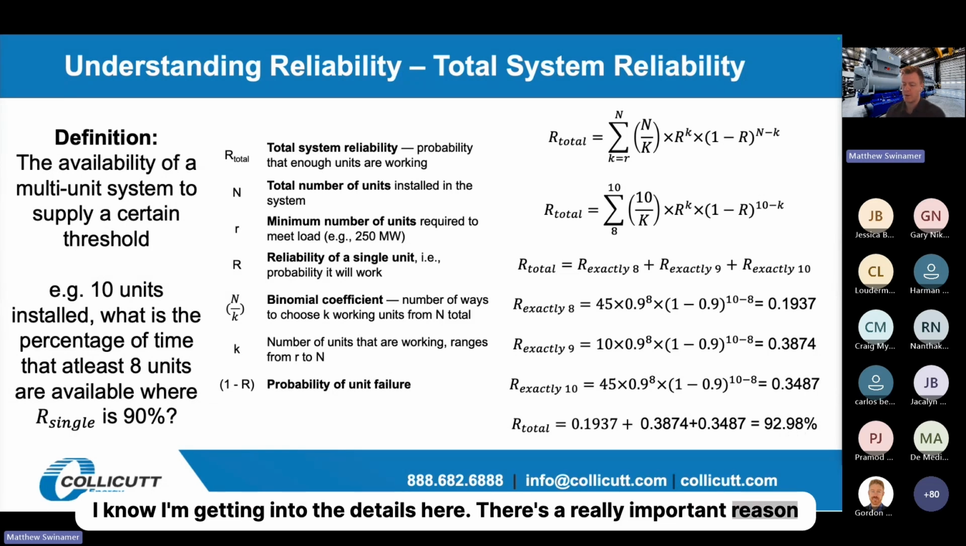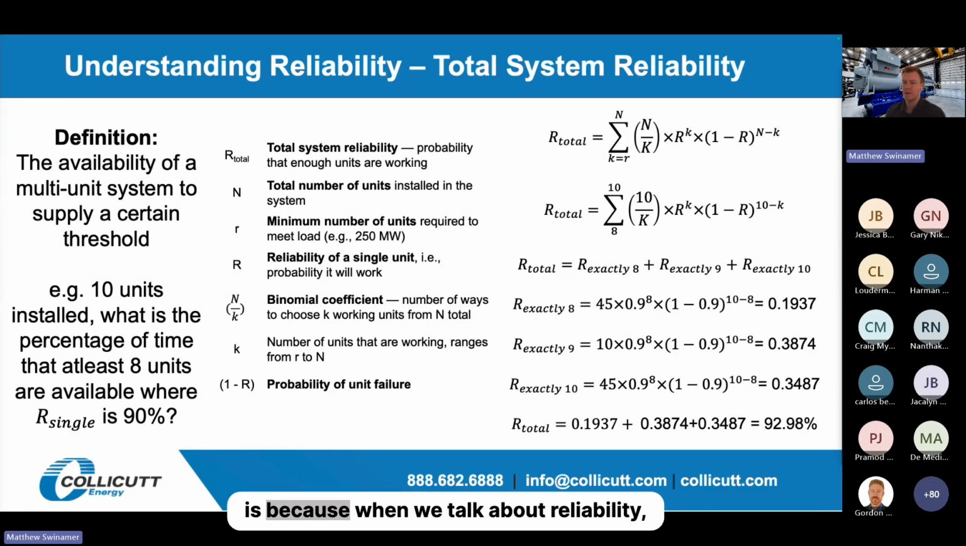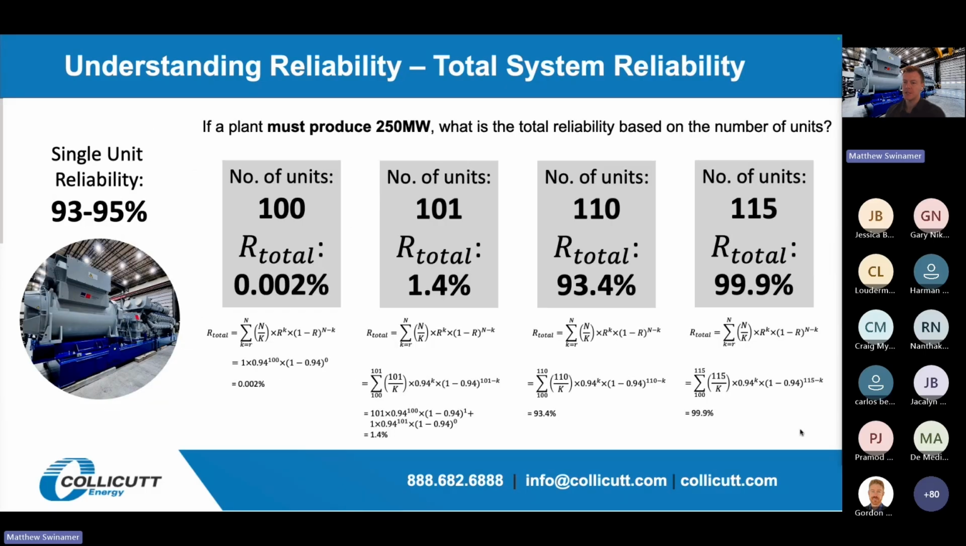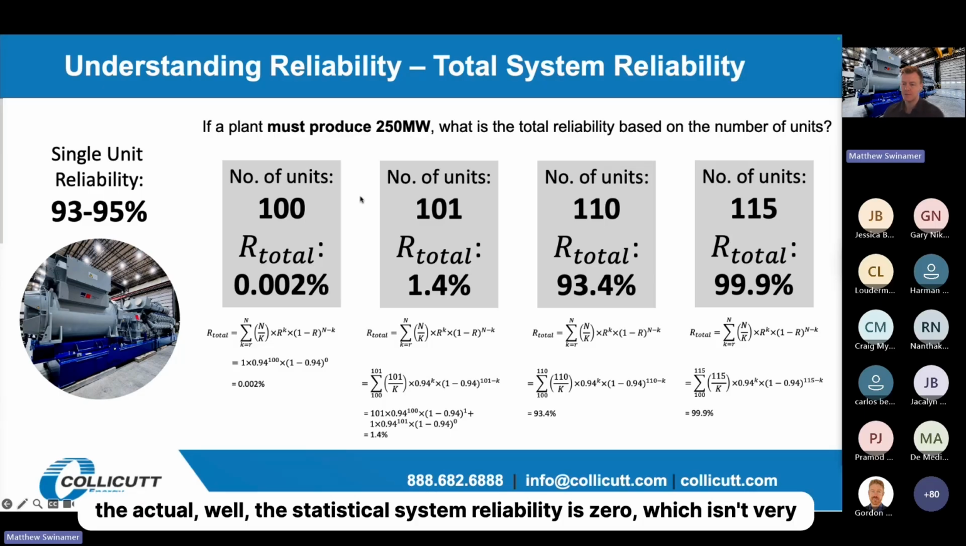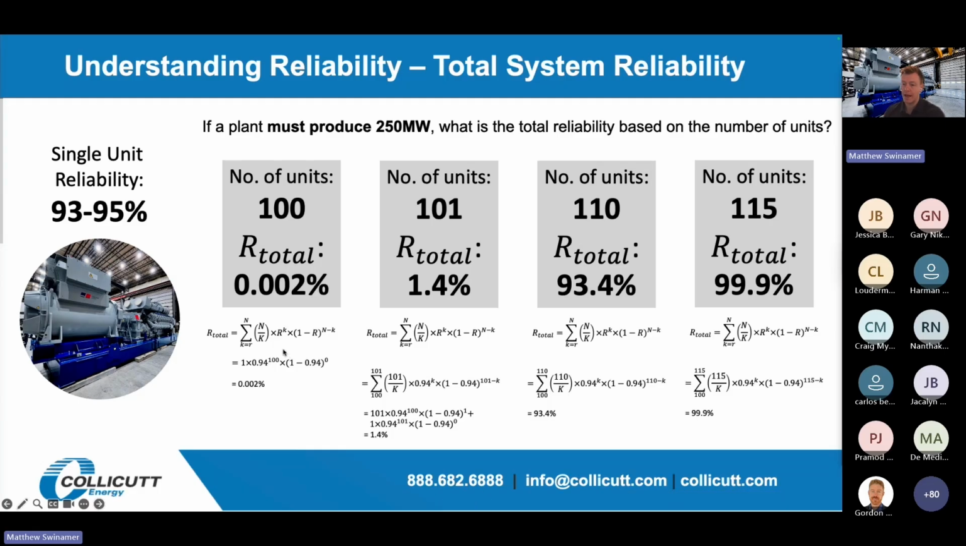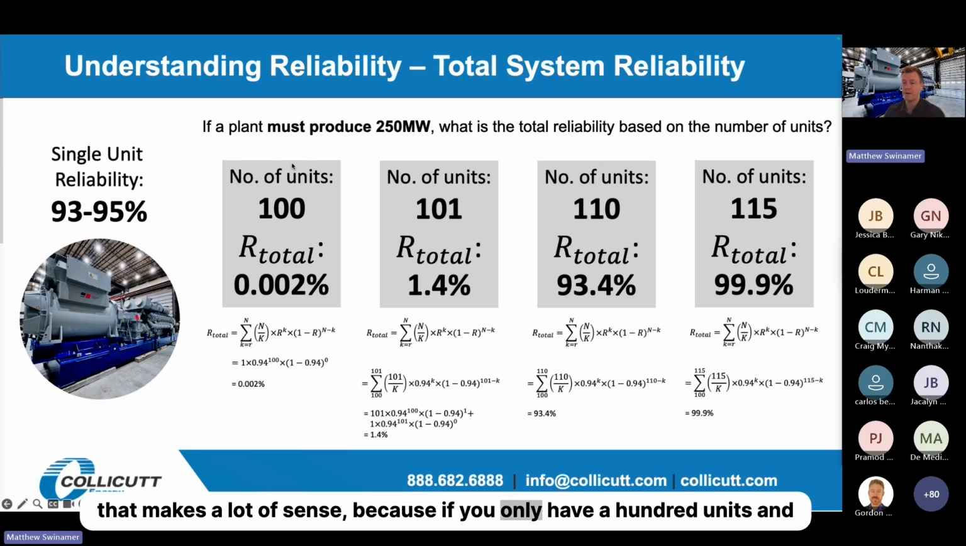I know I'm getting into the details here. There's a really important reason why we're doing this. When we talk about reliability, just because I have 100 units for 250 megawatts, the statistical system reliability is 0, which isn't very good. Albeit that makes a lot of sense, because if you only have 100 units and you need 250 megawatts consistently, we know that you're going to need to do an oil change or spark plug replacement or some sort of service work on each of these engines throughout the year.